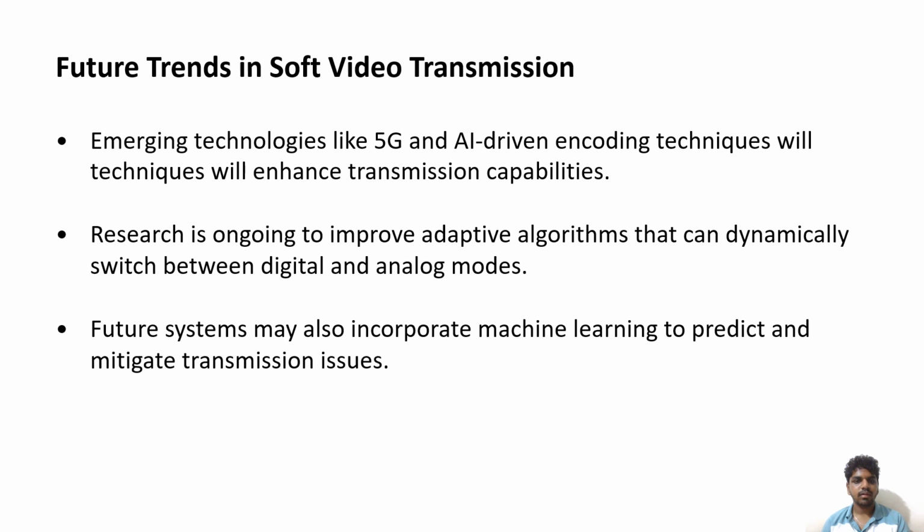Future trends in soft video transmission. Emerging technologies like 5G and AI-driven encoding techniques will enhance transmission capabilities. Research is ongoing to improve adaptive algorithms that can dynamically switch between digital and analog modes. Future systems may also incorporate machine learning to predict and mitigate transmission issues.